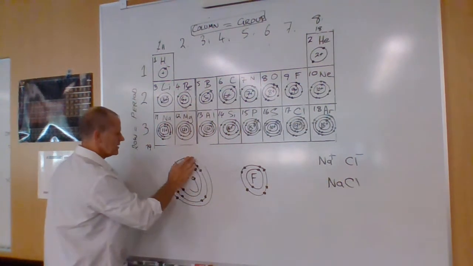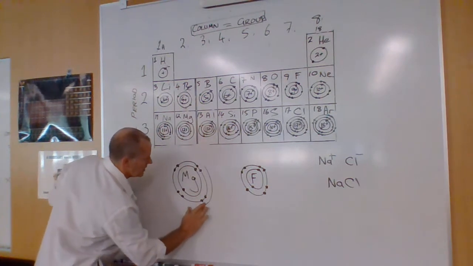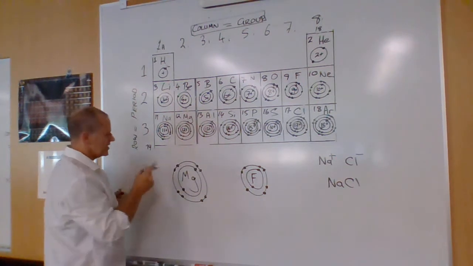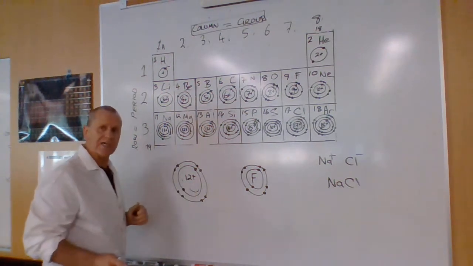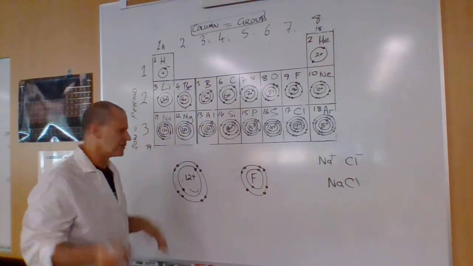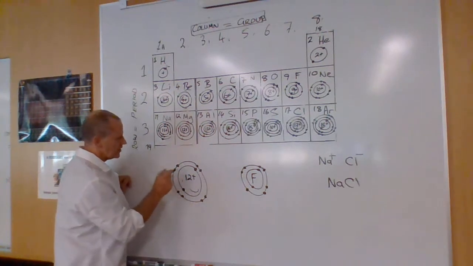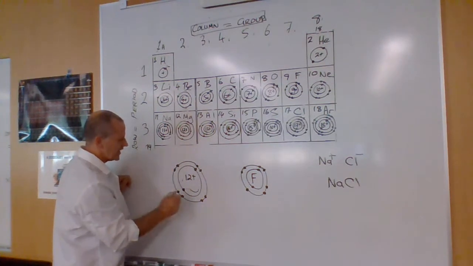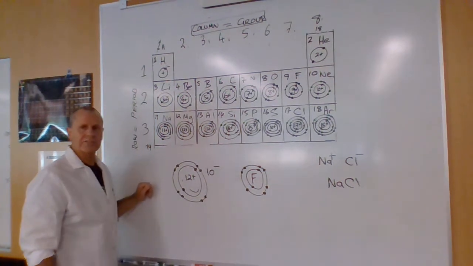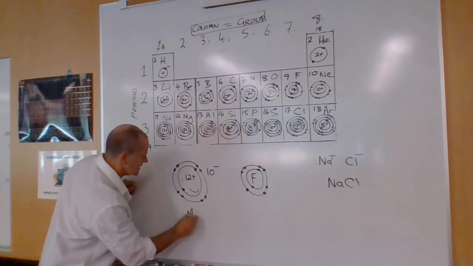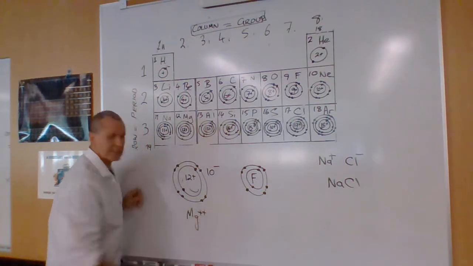So here it goes. It loses those. And because it's magnesium, it has a charge of 12 positives because every magnesium atom has 12 protons. And now it's only got 1, 2, 3, 4, 5, 6, 7, 8, 9, 10 electrons. And so magnesium is a double positive ion.